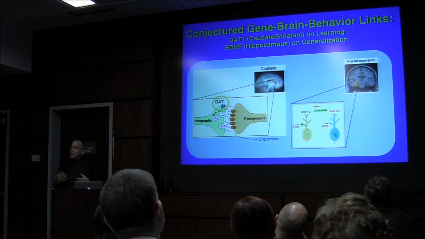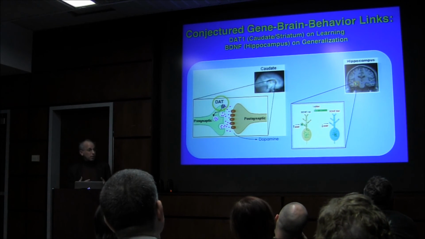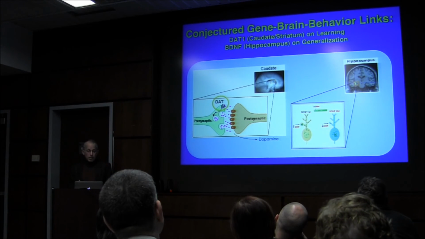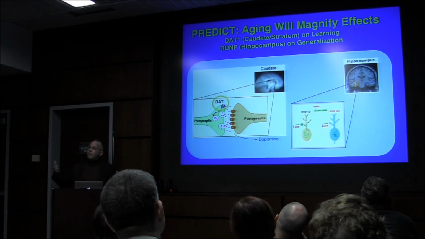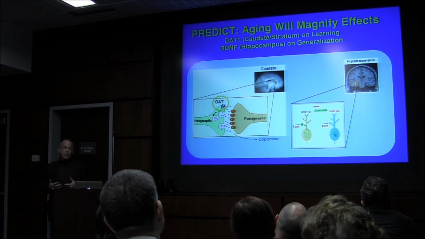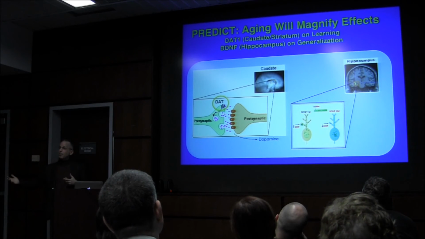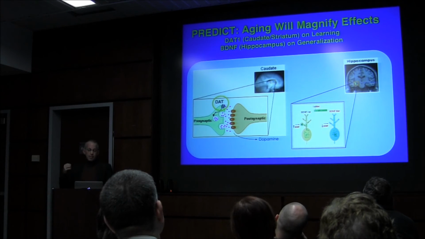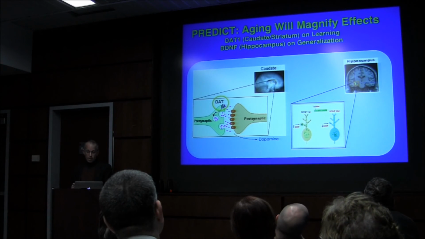We're particularly looking at two genes: the DAT1, which affects the caudate and the striatum, and the BDNF and the hippocampus on generalization. We conjecture that aging will magnify the effects, that these genes affect various aspects of learning and generalization, and we expect that as cognitive resources decline with aging, the effects of these genetic differences will be magnified.